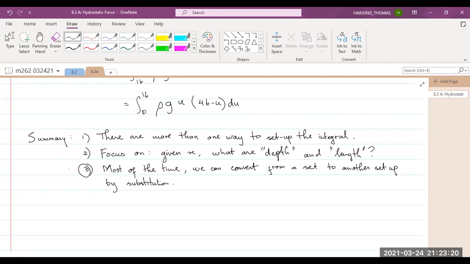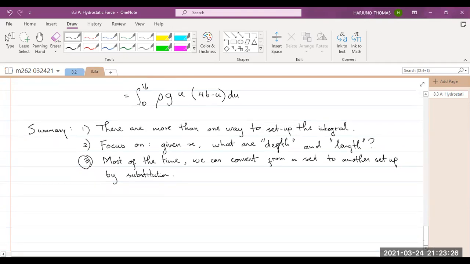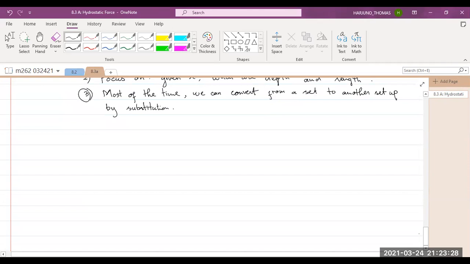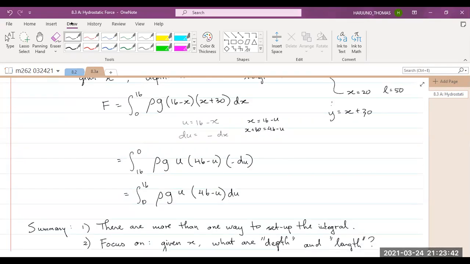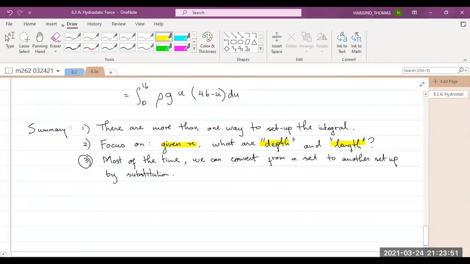Okay, now let's do more problems. Those are just the same problem actually. I do it with 3 different methods. And I hope you can see the essence, even though I see that question from 3 different points of view, we are staring at the same thing. What are those things? Given X, what are the depth in terms of X and the length in terms of X? Those are the keys.